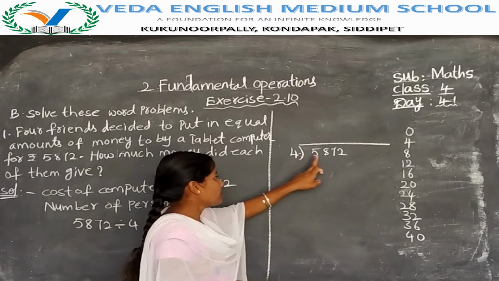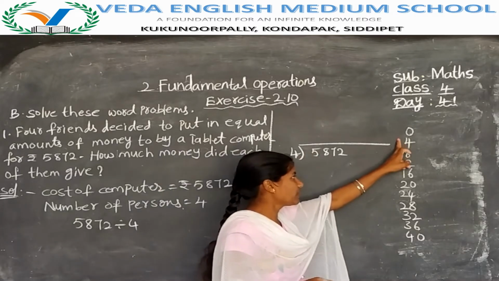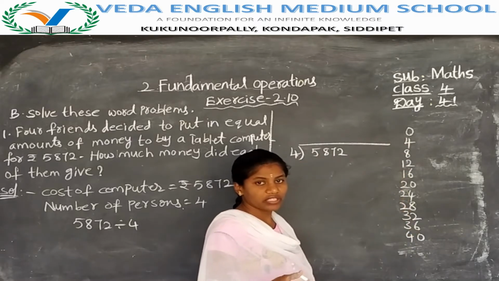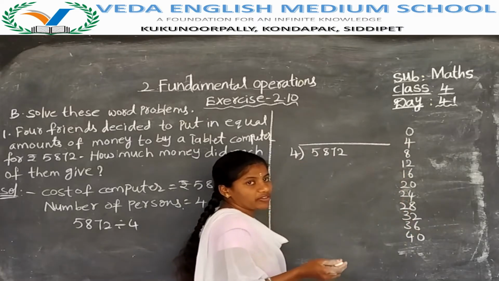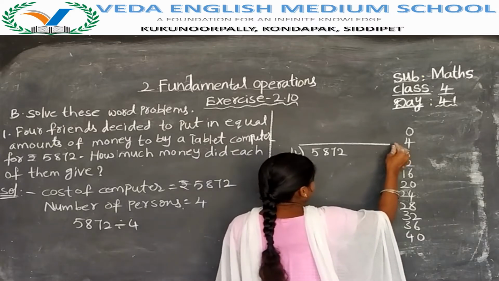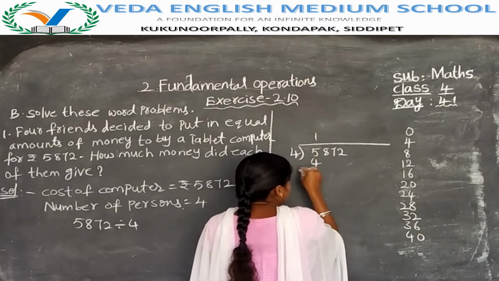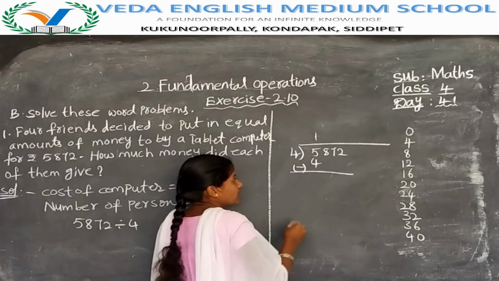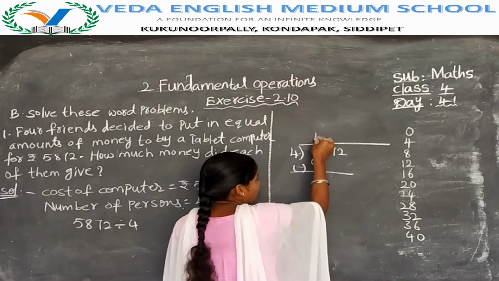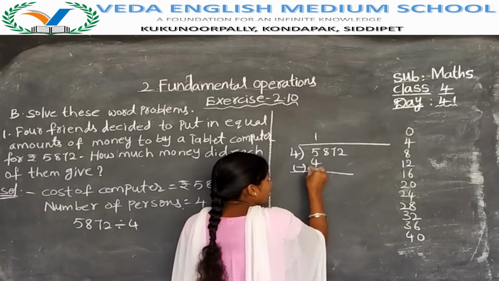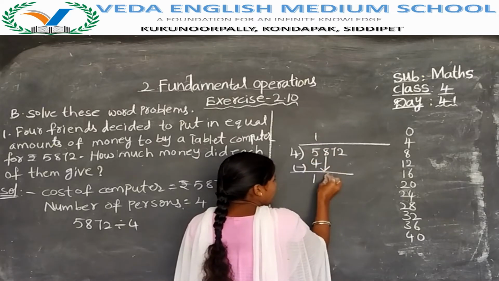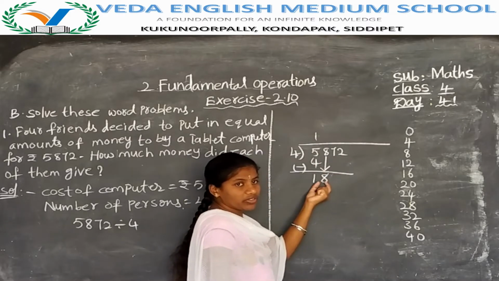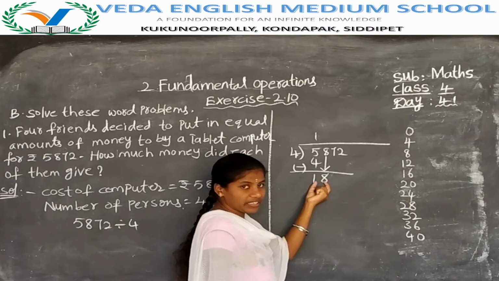Now, is 5 possible in 4 table? 4 table of 5 is possible? No. Then what we have to do? We have to take 4. 4 ones are 4. The nearest and smaller number of 5 we have to take. So in 4 table, the nearest number of 5 is 4. 4 ones are 4. 5 minus 4 is 1. After 5 here we have 8. Now take down this 8. After bringing 8 down, now this number will become 18.